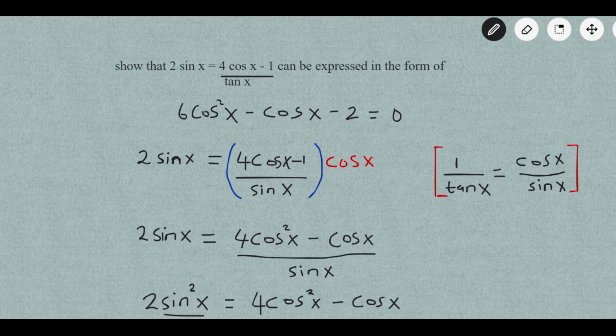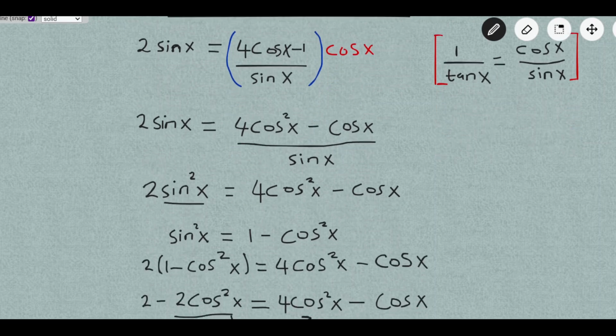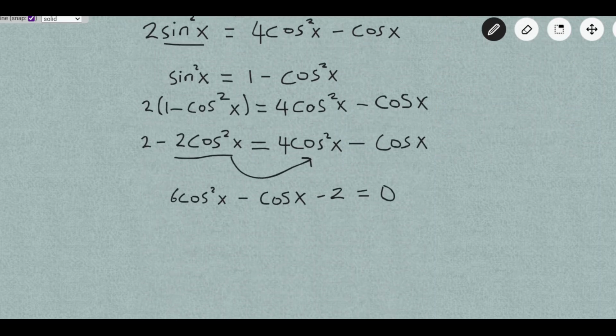So now we've gotten what we were expected to get, because the question says show that 2 sine x equals 4 cos x minus 1 over tan x can be expressed in the form of 6 cos squared x minus cos x minus 2. So now we can notice that what is here is actually what we got, which is the same thing as what we have here.